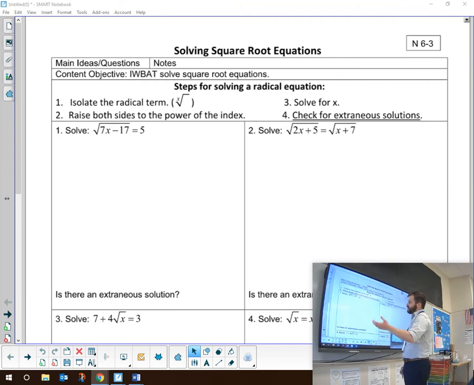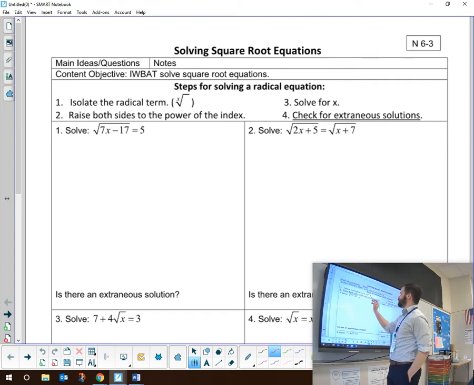So, here, I have the square root of 7x minus 17 equals 5. My first step in each one of these problems is to isolate the radical term, the square root term. And right there, I have that square root isolated. It's by itself. There's nothing else on that side of the equation.